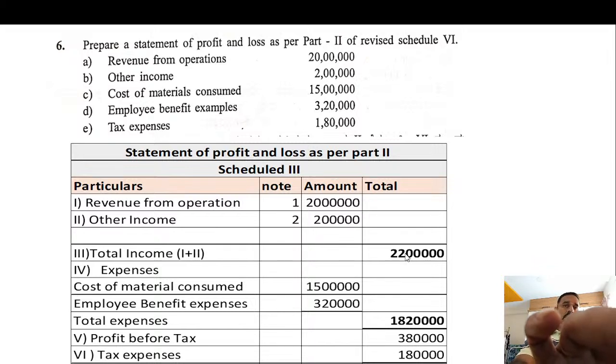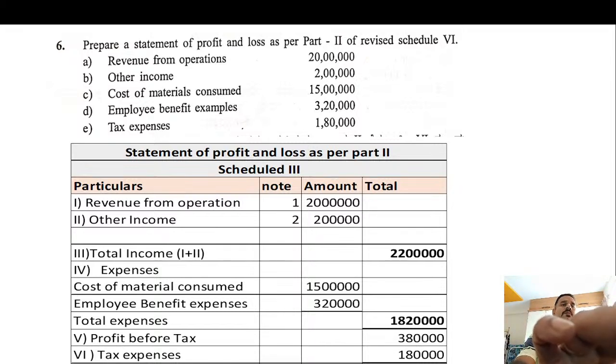So total income is 22 lakh, less expenses. Cost of material consumed is 15 lakh, employee benefit expenses is 3 lakh 20,000. So total expenses is 18 lakh 20,000. So profit before tax is 3 lakh 80,000. Tax expenses is 1 lakh 80,000. So profit after tax is 2 lakh.